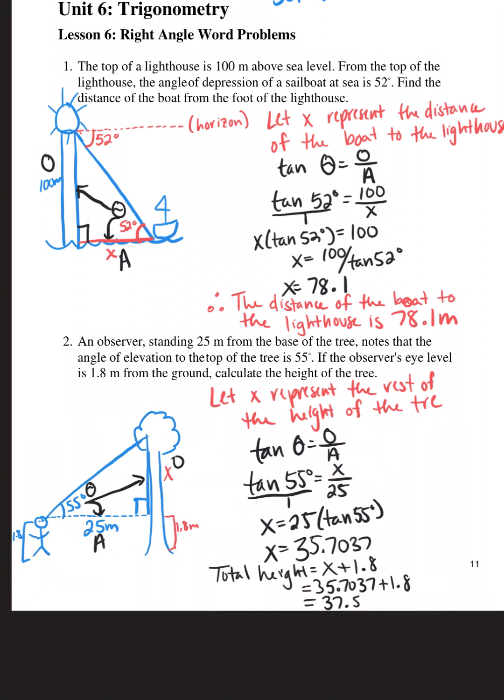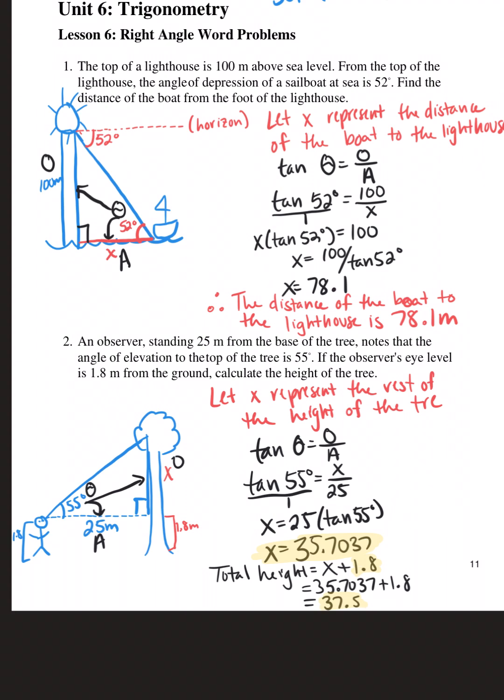So you should have determined that we need to use our tangent ratio because we had our opposite and our adjacent side we were working with. If you subbed into that and cross-multiplied, you should have found that x was equal to 35.7037. Remember, don't round until you're sure that's your final answer. We needed the total height of our tree, so we needed to add the 1.8 to the x value. So we found that the total height of the tree was 37.5 meters.